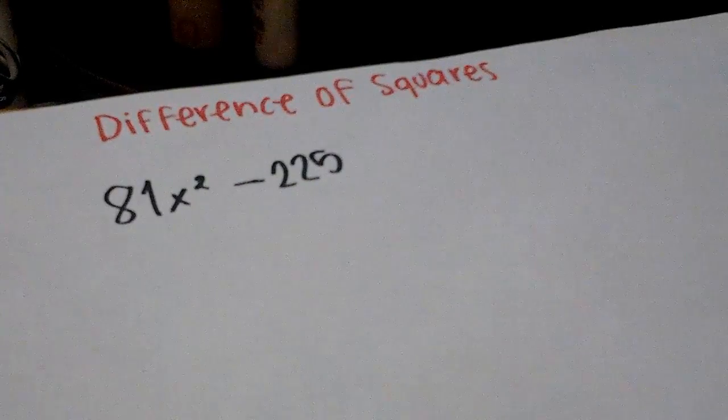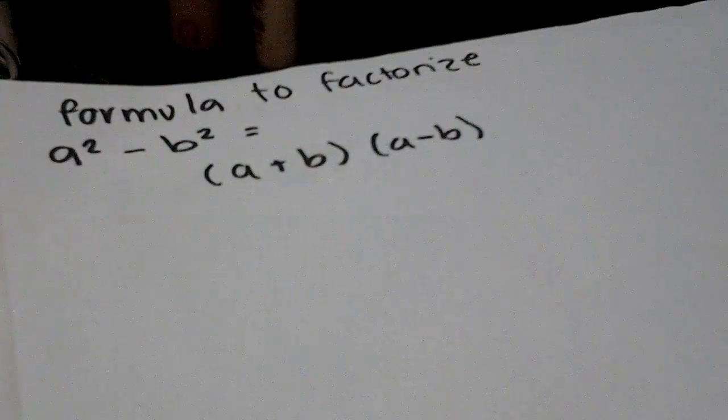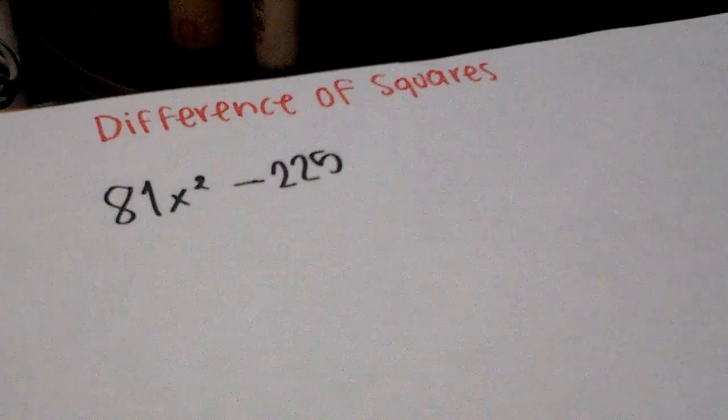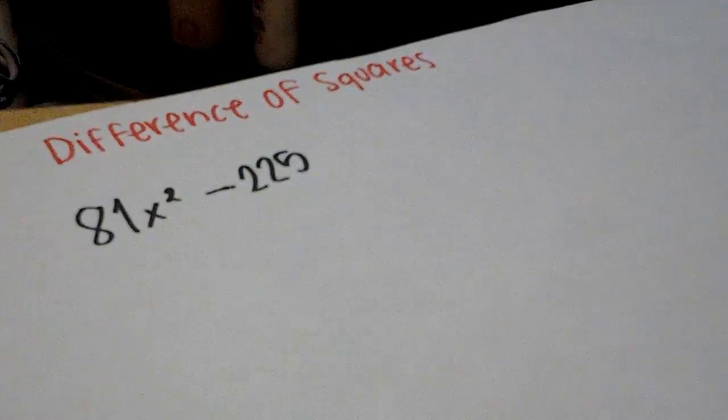For the difference of squares, we need to know the formula. That is a squared minus b squared equals a plus b times a minus b. So in this case, we can see that 81x squared and 225 have square roots. Now we only need to factorize with the formula.